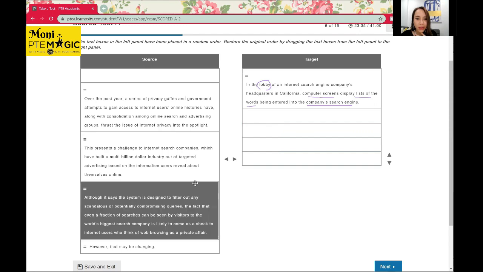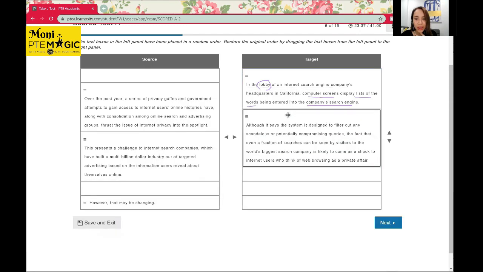Okay, we found this one. Should be this one here, sorry. But we have to see if it makes sense. Although it says the system, here the system is this one here. The system means the company search engine.